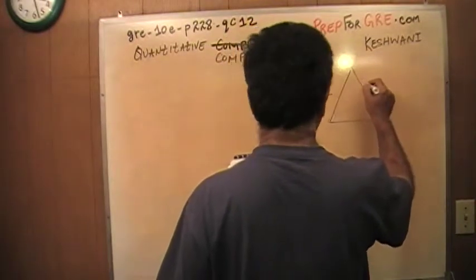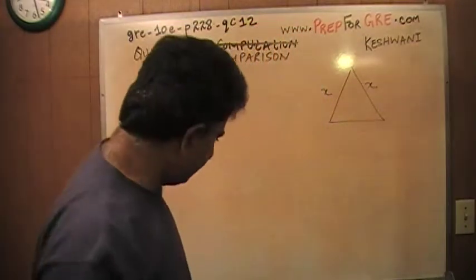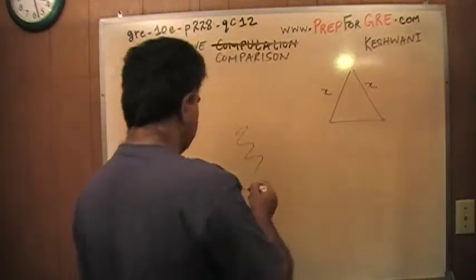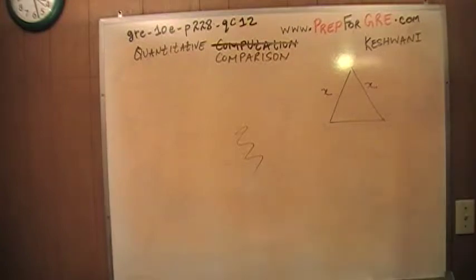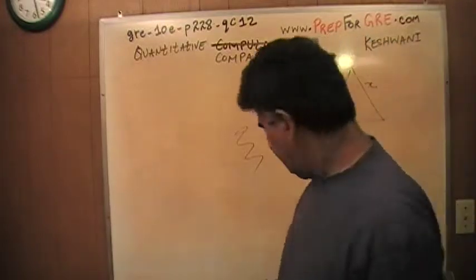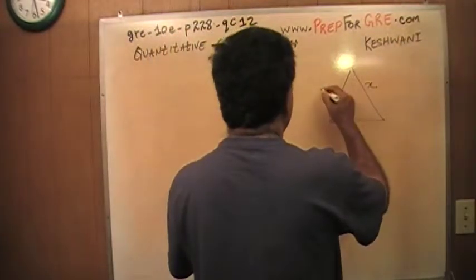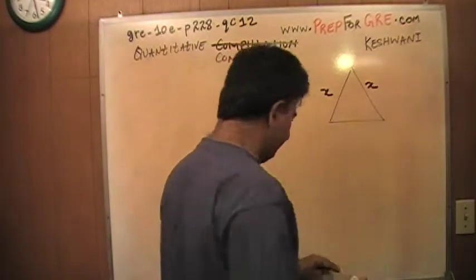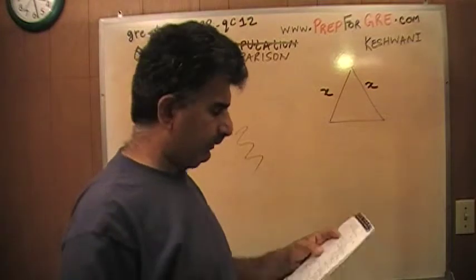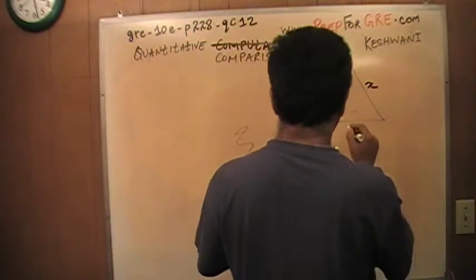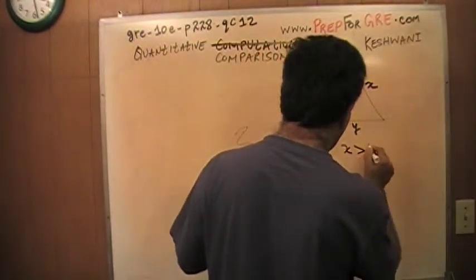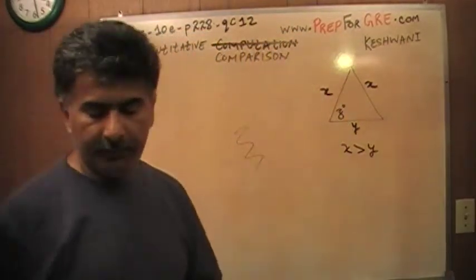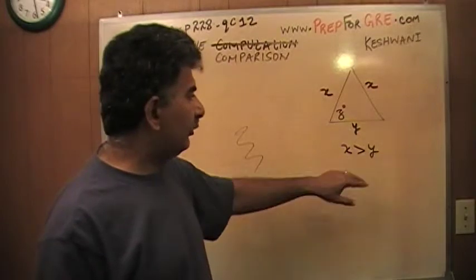This is X. This is X. This side is X, this side is X, this is Y, this angle is Z, and then at the very bottom we are told that X is more than Y.